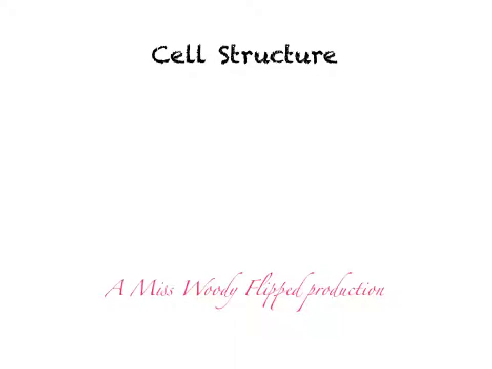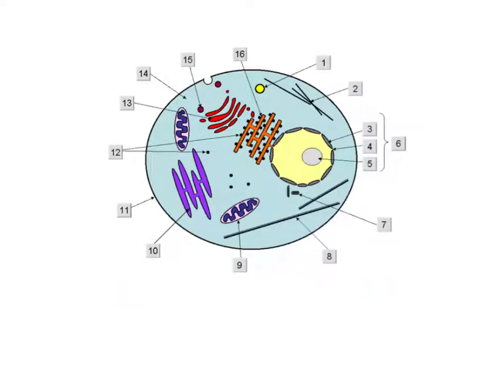Cell structure, specifically the cell ultrastructure. We'll start this by looking at a diagram of an animal cell ultrastructure. This is obviously a diagrammatic form, and you need to be able to recognize the organelles in both diagrammatic form and from an electron micrograph.